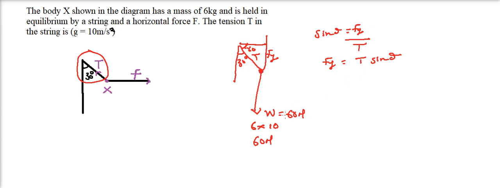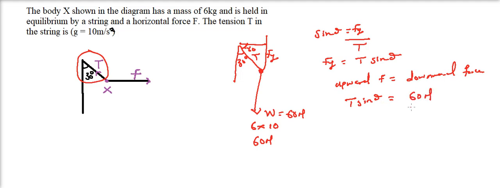Since initially we said the condition for equilibrium is that the upward force must be equal to the downward force, let me just put it out. Upward force equals downward force. The upward force here is T sin theta, equals the downward force here, which is 60 Newton. Now this is how we will find our T.